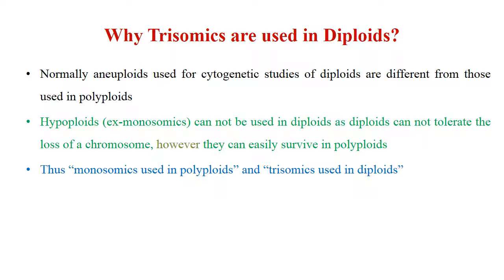Now the question arises, why are trisomics used in diploids? Normally, aneuploids used for cytogenetic studies in diploids are different from those used in polyploids. Hypoploids, meaning monosomics, cannot be used in diploids, as diploids cannot tolerate the loss of a chromosome. However, they can easily survive in polyploids. Thus, monosomics are used in polyploids and trisomics can be used in diploids. These are the two conditions used in plant breeding as compared to other chromosomal aberrations.